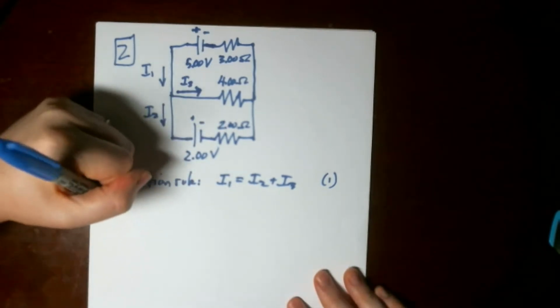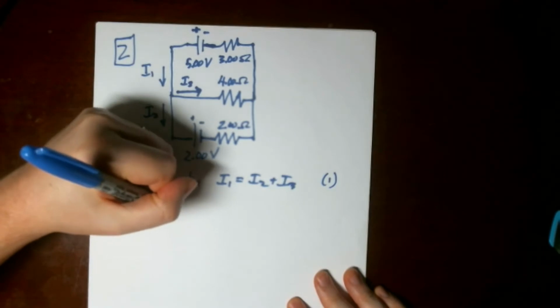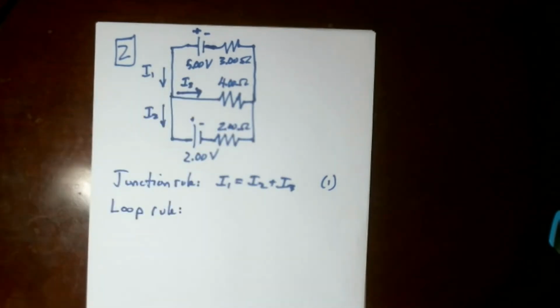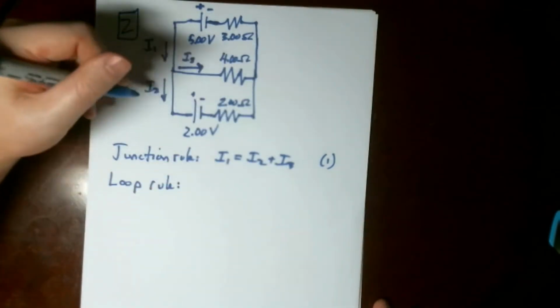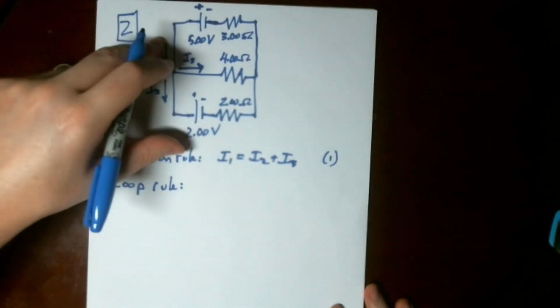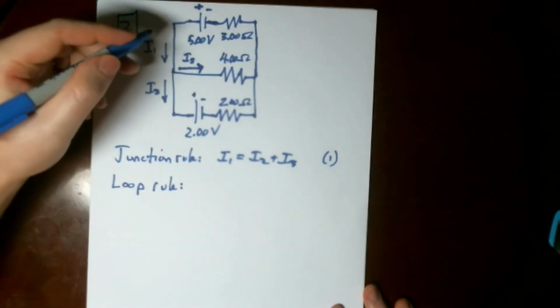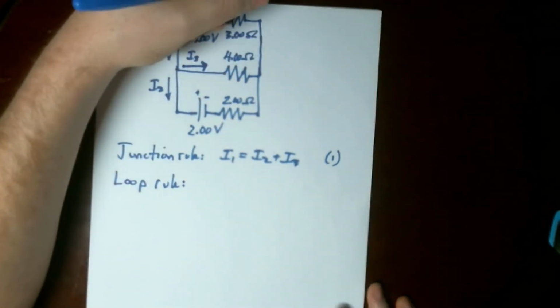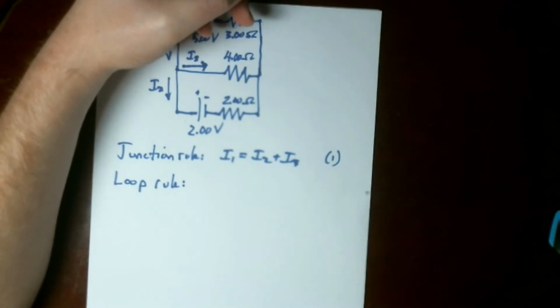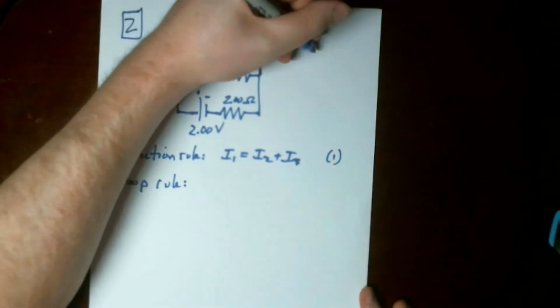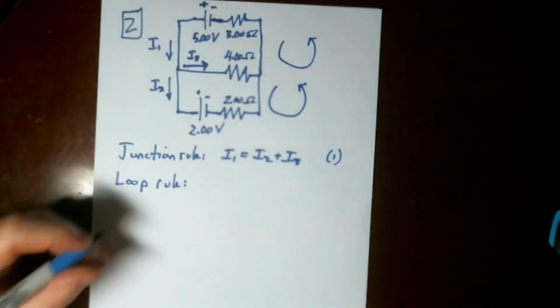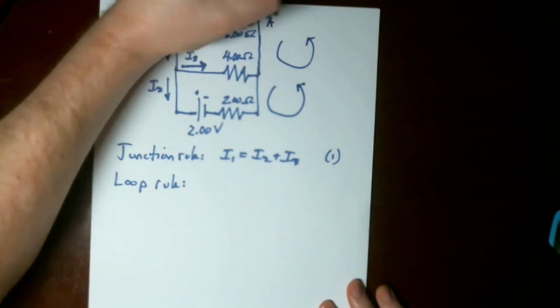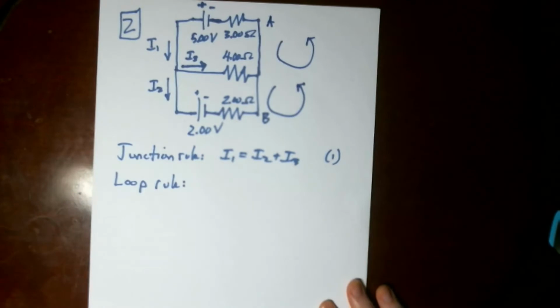Now when you're doing the loop rule, you have to be consistent in your direction of traversal. It doesn't matter if you choose to go counterclockwise or clockwise through the loops, as long as for each loop you go the same direction, because that determines how you interact with the currents. So let's traverse through both loops counterclockwise. We'll call this loop up here loop A, and we'll call this loop down here loop B.